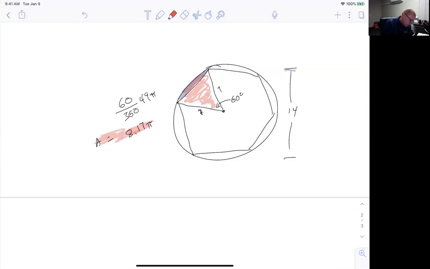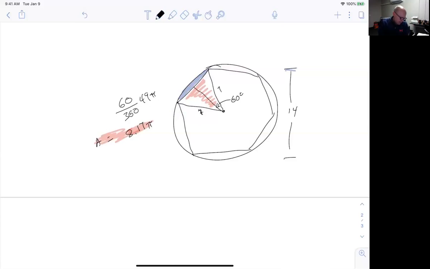All right, now, kind of like yesterday, if I take the whole sector and I just subtract out the area of the triangle. So let's find the area of just the triangle now. And if I take the whole sector and subtract out the triangle, I'll be left with the blue part, which is what I want. So how am I going to find the area of this triangle?